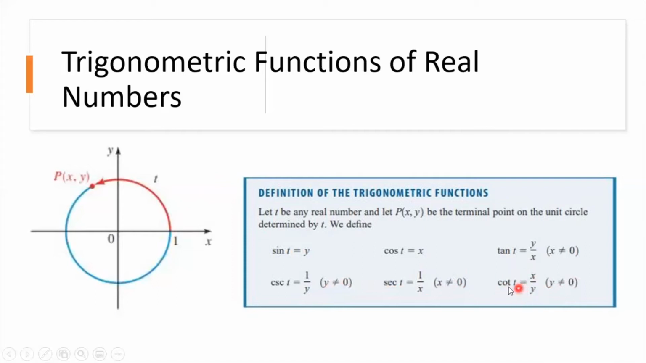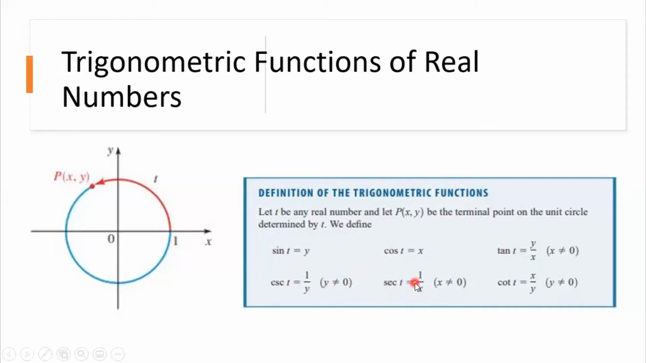So the technique here is to familiarize yourself with the six trigonometric functions, or the definitions of the trigonometric functions. Again, when we say sine t, it's the value of y. Cosine t is x. Then tangent t is y over x. Cosecant t is 1 over y, provided that y is not equal to 0.